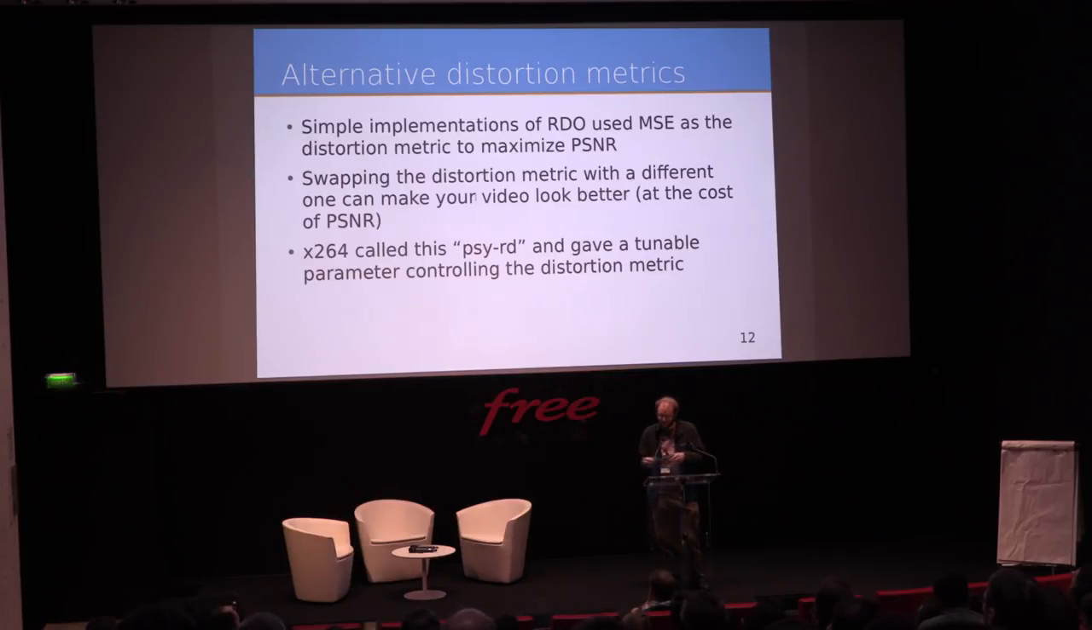x264 calls this psy-rd. It has a particular metric it uses that's actually tunable. It has a strength parameter. But there are many other options. We could just use x264's, but one other thing is that because our encoder is otherwise more complex, we can afford a fancier distortion metric than x264 did when they implemented it.